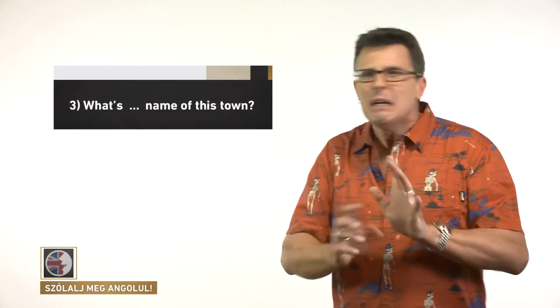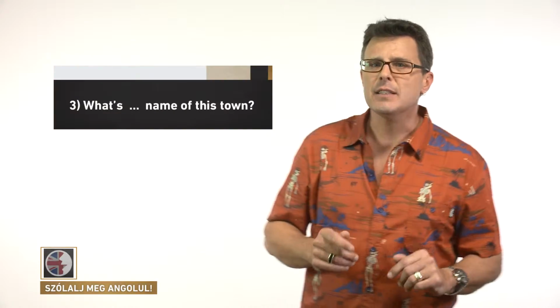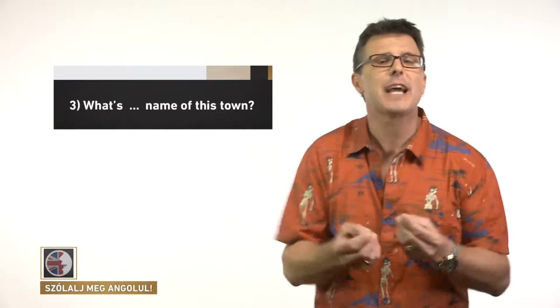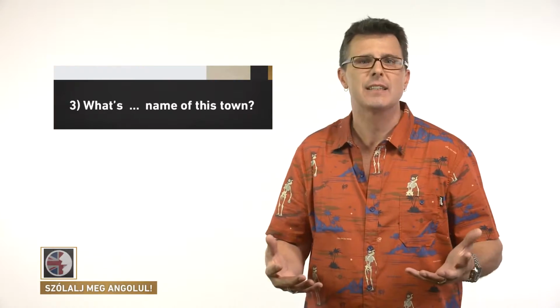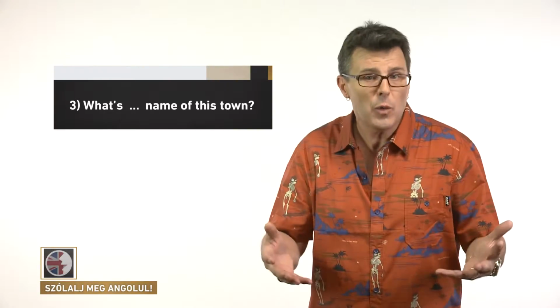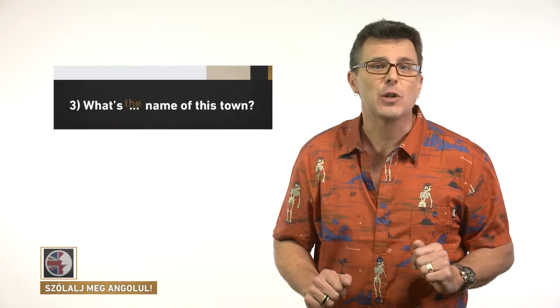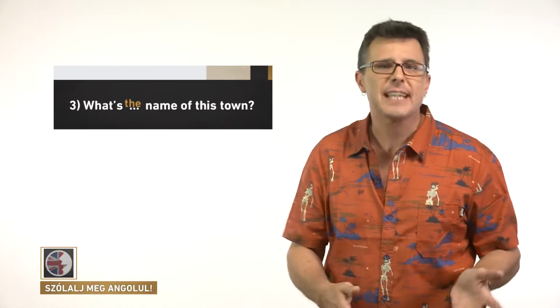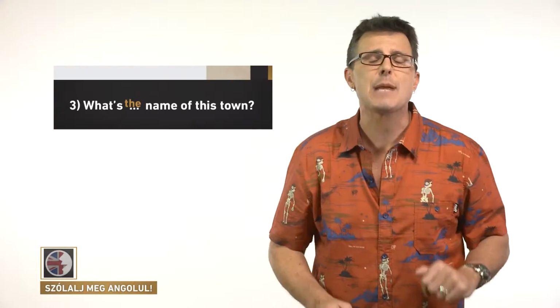Okay, on we go. What have you got for the next one? Well, this one is an easy one, isn't it? Yes, the town has a specific name, doesn't it? Yes, so it's the definite article. What's the name of this town? Simple. And so, on we go.